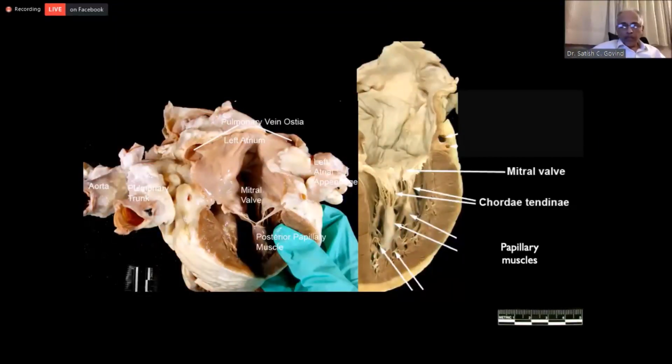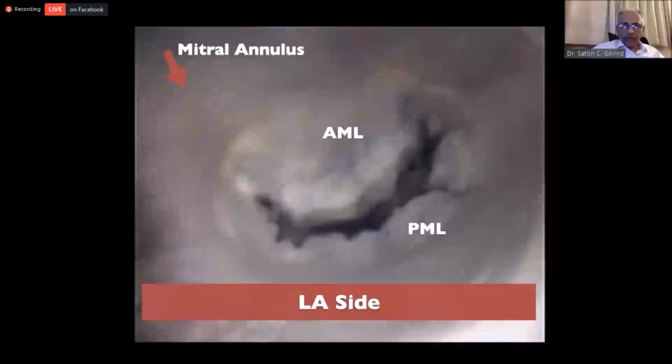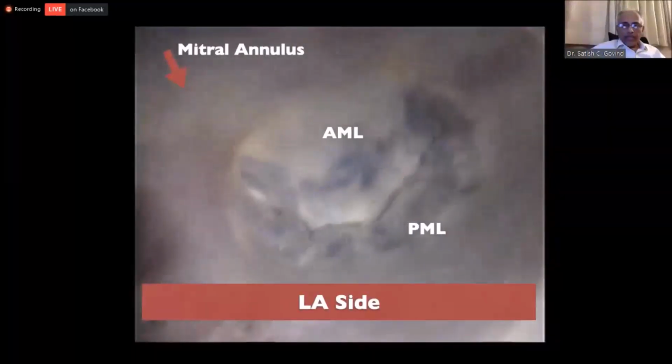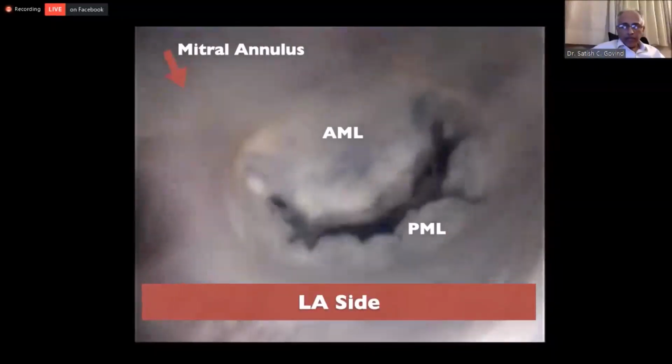Then the actual specimen. So this is something which we are all familiar. So just going through this. So you have the mitral valve, and then you can look at the chordae here, and then the papillary muscle. So it looks so different from what we see on the 2D and the 3D. Let's go a little inside the mitral valve. So this is from the left atrial side.